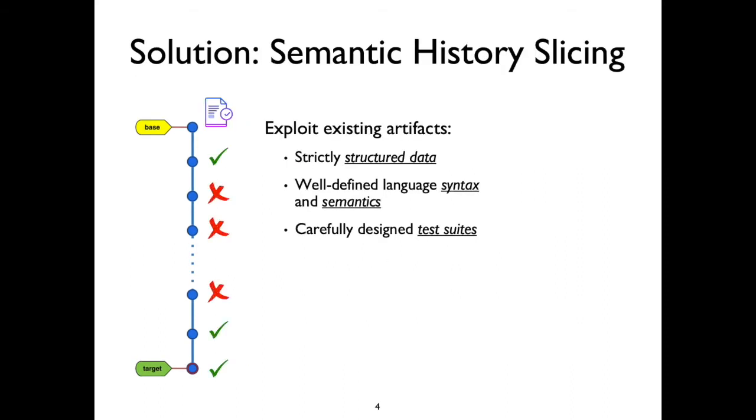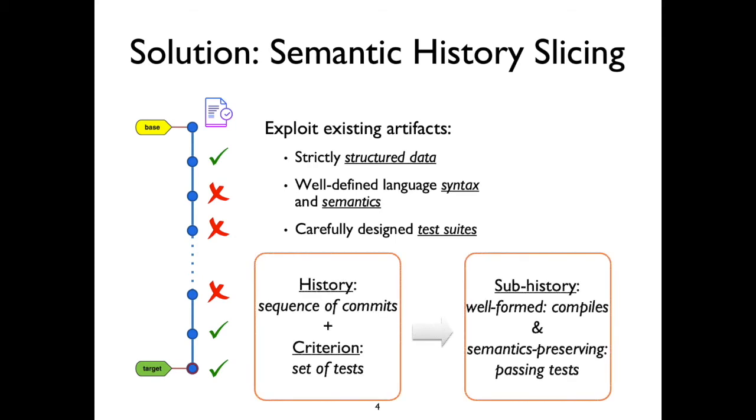Semantic history slicing is proposed to address these challenges. It takes a piece of history and a set of tests exercising the target functionality, and automatically produces a subhistory which compiles and passes the same tests. This subhistory is called a semantic-preserving slice with respect to the given tests.